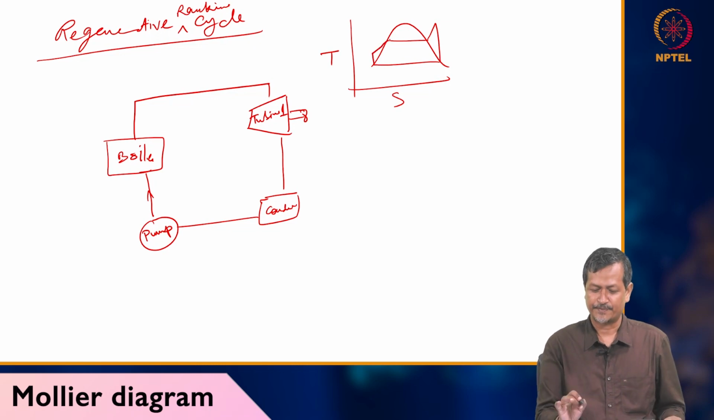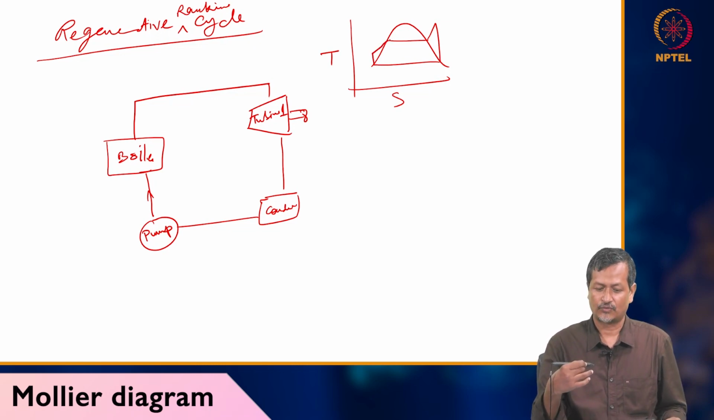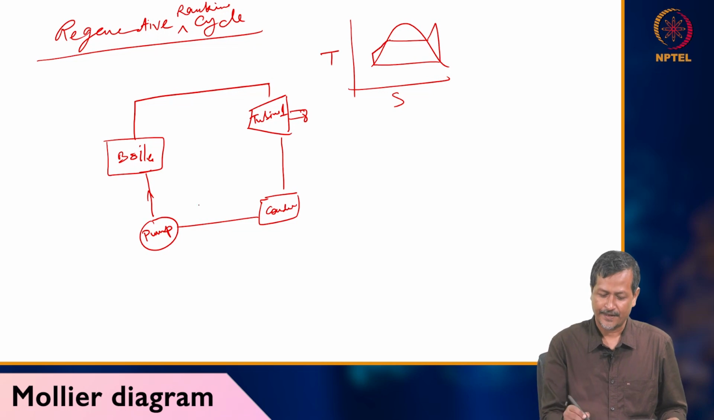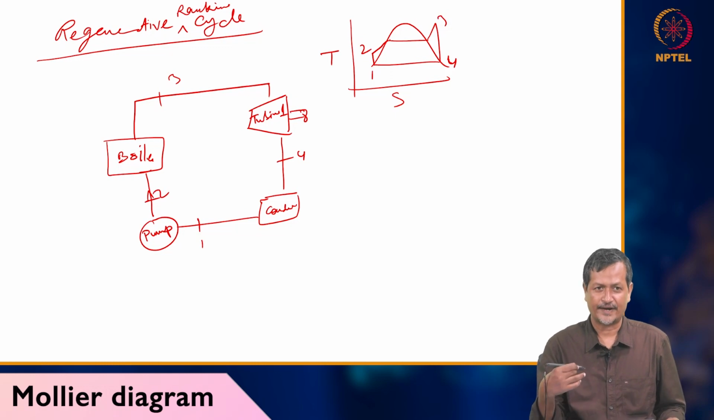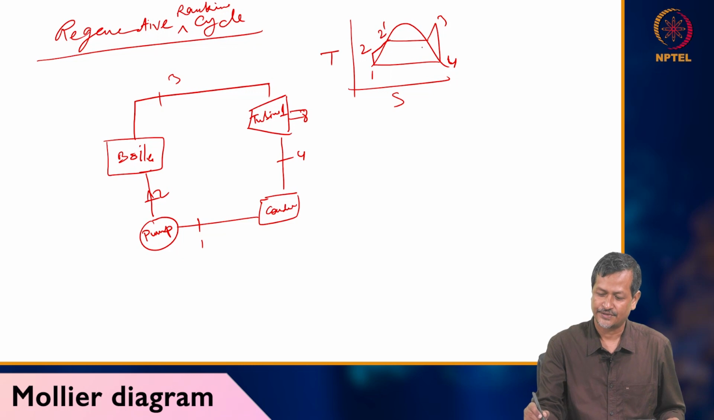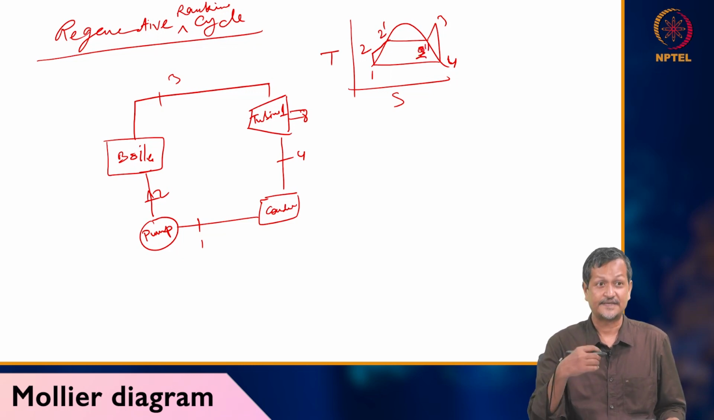Okay, so this is simplest cycle. Now if I go to regenerative cycle, what is happening there? After pump 1 2 3 4, 1 2 3 4, you see 1 to 2 you are adding energy, then 2 to let's say 2 dash 2 double dash, 2 to 2 dash, actually sensible heating is happening. You are increasing water temperature.